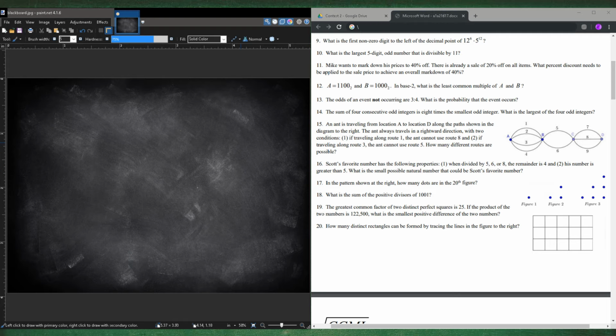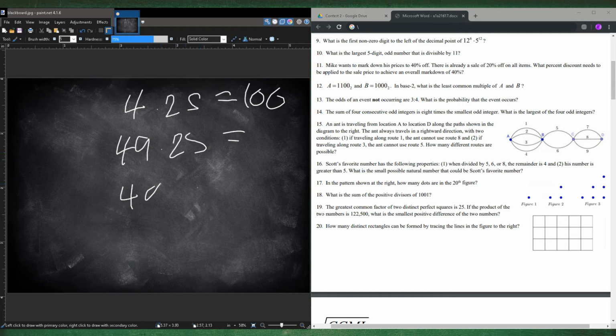Because they said both of the numbers are perfect squares, right? So you have 4 and 49, and then it's times 25 from both sides. So then when you multiply these two numbers, you get 122,500, right? And these are the two perfect squares. So you have 100, and you have, what's 49 times 25? Let's do that out. So that's 45. That's 4.